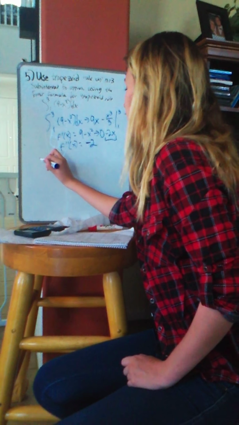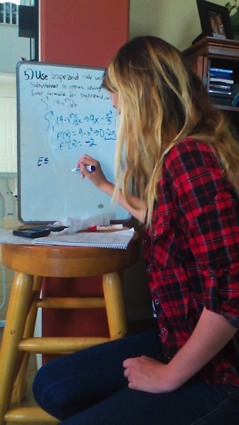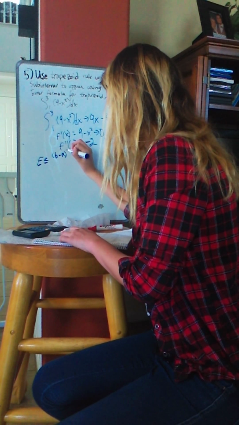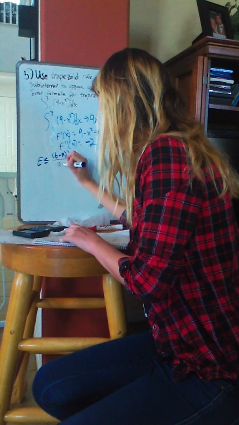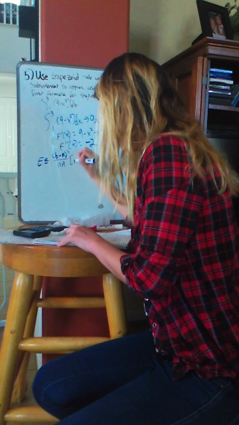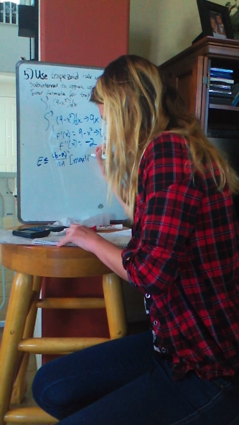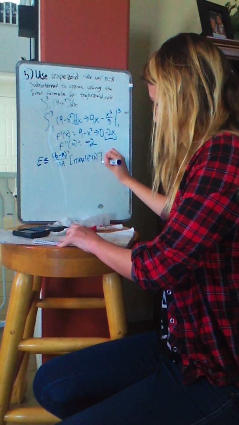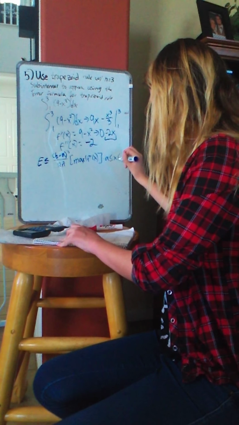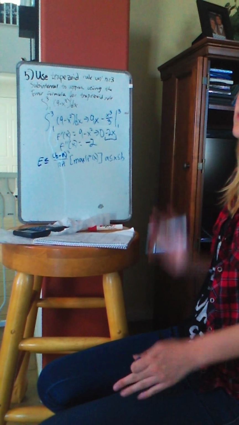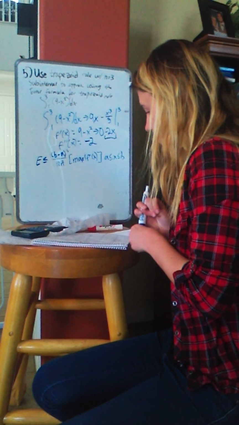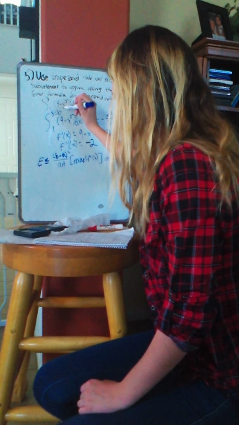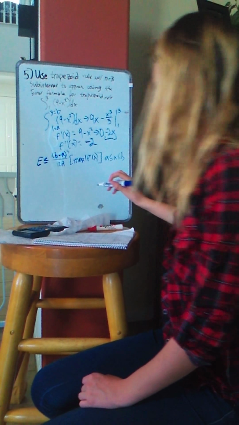Now the error formula, E equals (b minus a) cubed over 12n squared times the max of the absolute value of f, second derivative of f, from a and b, and that's the interval. So we're just going to plug and chug. So this is equal to b, and this is equal to a.